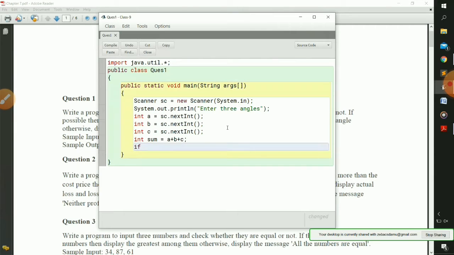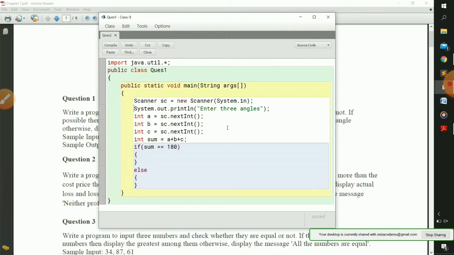So if this sum is equal to 180, then what should happen? And if it is not equal to 180, then what should happen? See, if it is equal to 180, it means triangle is possible, and we need to find out whether the triangle is obtuse angle, acute angle, or a right angle triangle. Otherwise we need to print triangle is not possible.